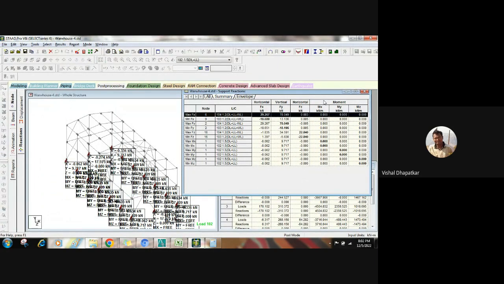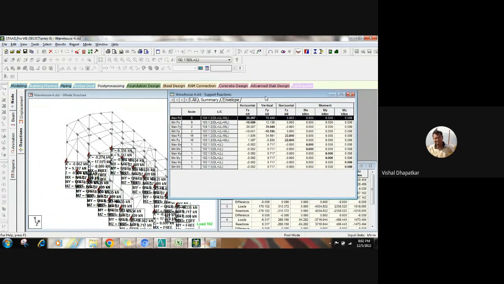Clear? Sir, not clear. What is the confusion? How will you use these values for the design of the base plate? I didn't get that. Sir, I didn't get your explanation.